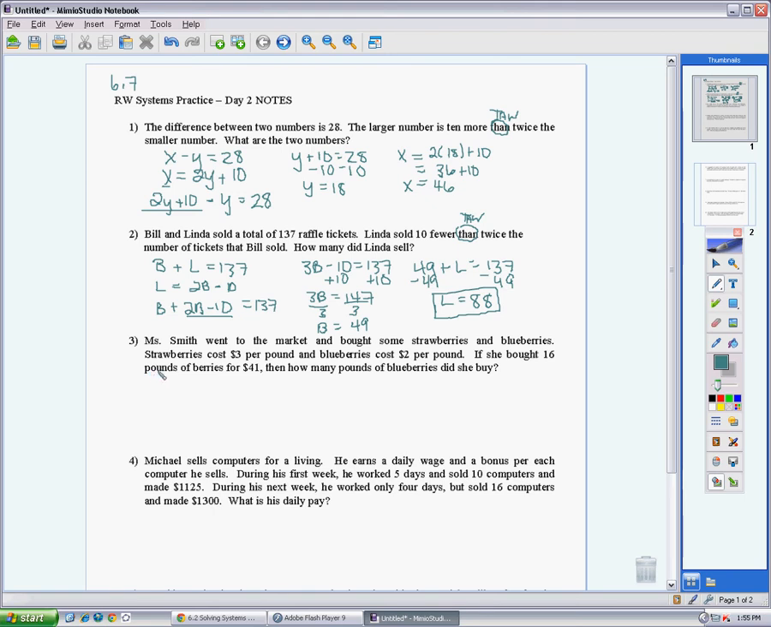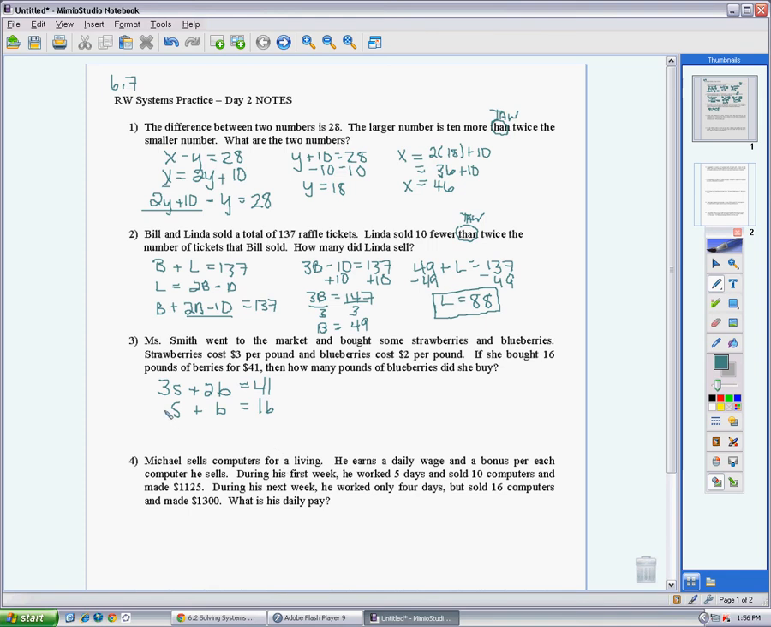Okay, I'm going to keep money with money. So I know it's $3 for the strawberries and $2 for the blueberries. So I'm using S for strawberries and B for blueberries. And that's money. So $3, $2, and that $41 is going to go with it because that's how much it costs, $41. So since she bought strawberries and blueberries, their pounds should add up to 16. So it asks how many pounds of blueberries did she buy.